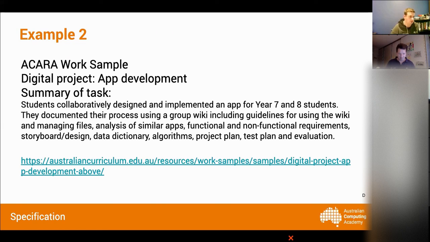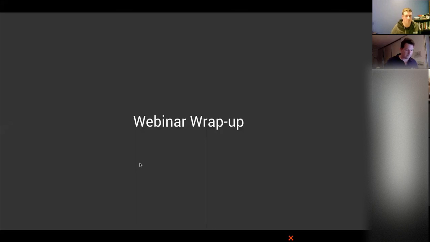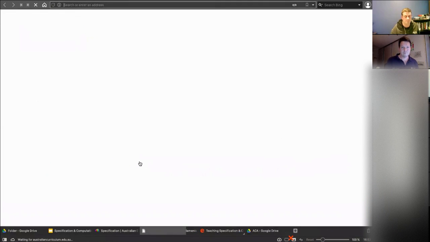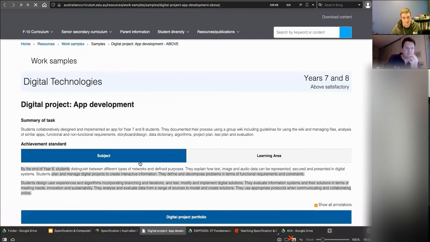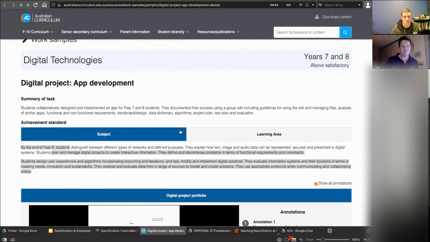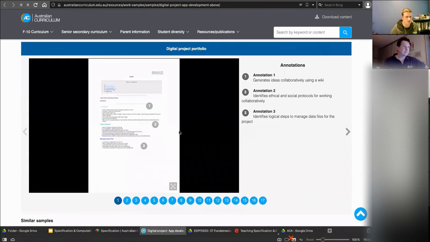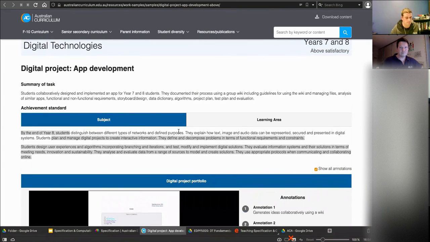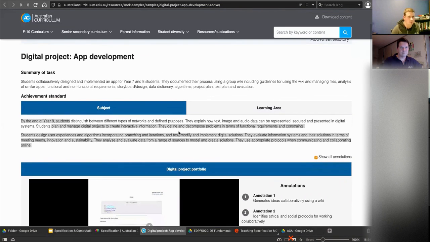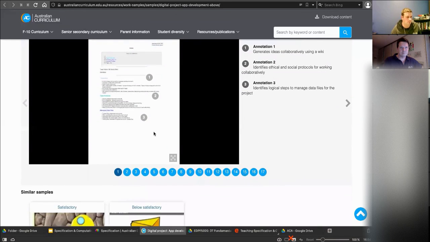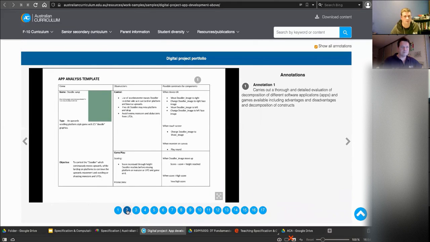So this is a good example here, and this will be in the slides that we send out to you after today. So if you haven't seen it already, Akara have a bunch of different work samples, and the one that we've focused on here is a Year 7 and 8 app development project. That would be worth looking at because it does a really good job of showing how specification can be used and provide some templates and that sort of thing if you're looking to do a similar project. So in this particular work sample, it's an app and they provide samples at what are the different levels again? So above satisfactory and below. That would be worth looking into because it shows a good example of how a student has specified a problem and broken it down into manageable pieces.